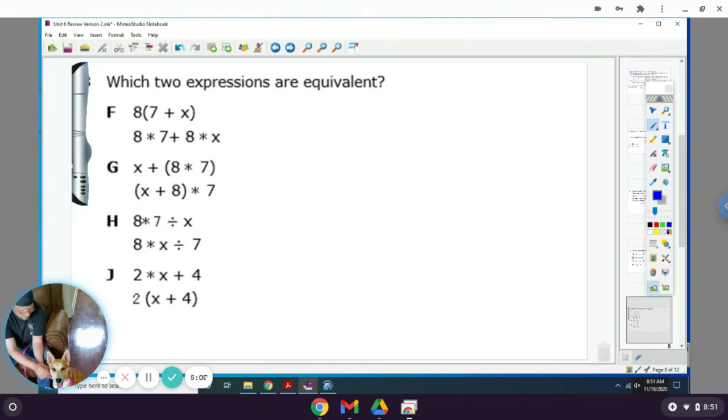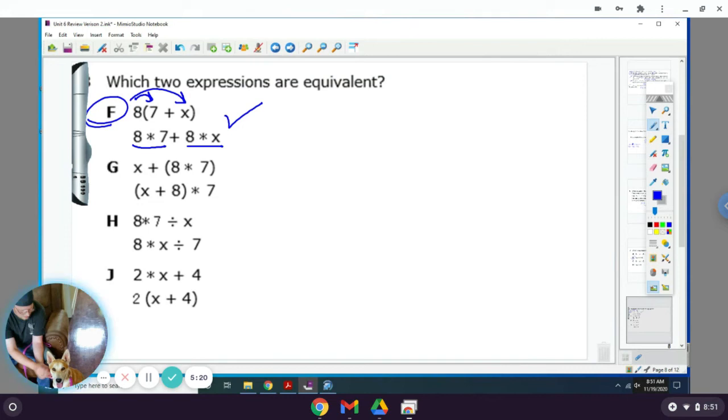Number 8, which two expressions are equivalent? So here, F says you have 8 parentheses 7 plus x, or 8 times 7 plus 8 times x. So what they did is they distributed the 8. So they did 8 times 7, which is right here, and then 8 times x, which is right here. So these two are equivalent. So F is the answer.